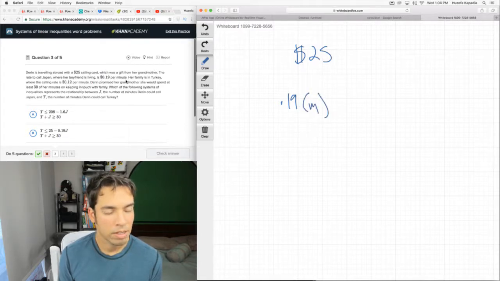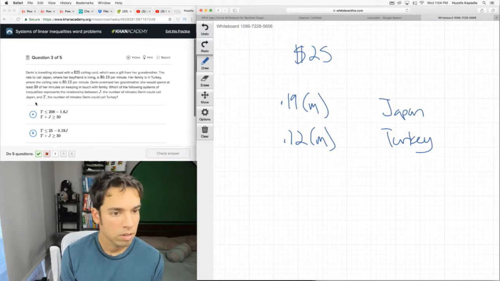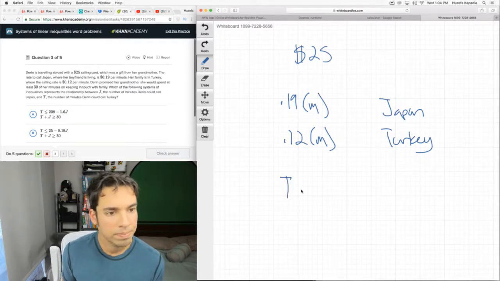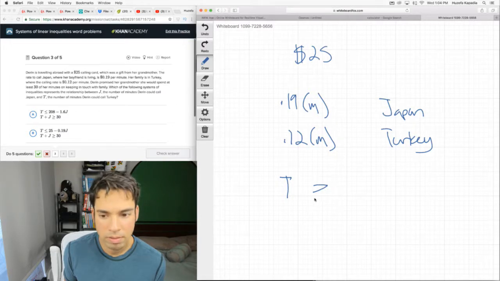The rate to call Japan is 19 cents. Her family is in Turkey, where the calling rate is 12 cents per minute. This is in Turkey. This is in Japan. Darren promised her grandmother she would spend at least 30 minutes of her time on keeping in touch with family, and that's her family in Turkey. So Turkey has to be at least 30.